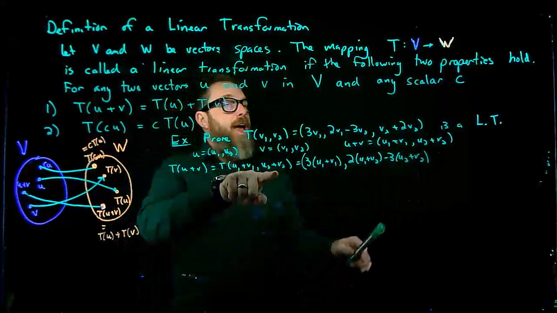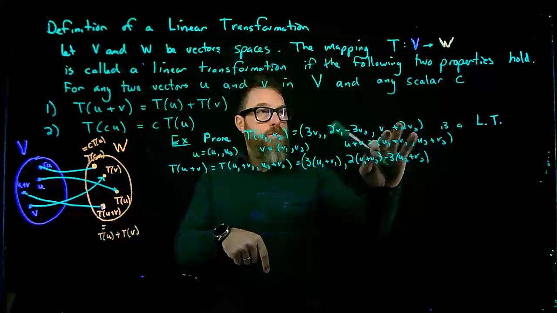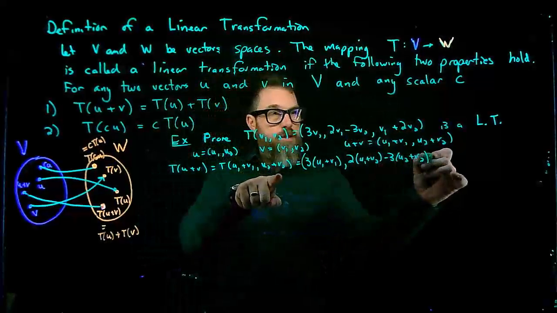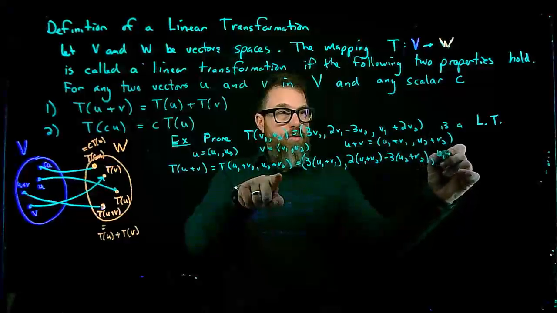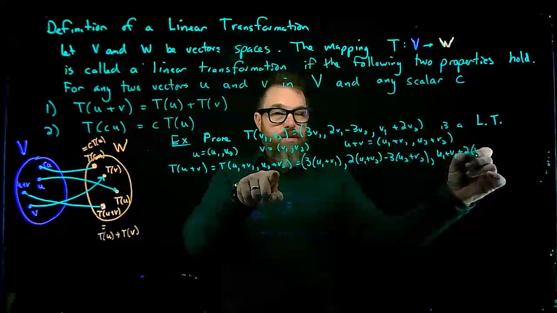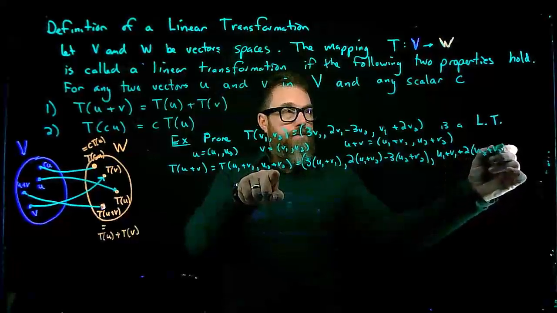And then finally, the last component, this is supposed to be v1. The last component is going to be v1 plus 2 of these. So this is going to be v1, so u1 plus v1 plus 2v2, and v2 is going to be this, so u2 plus v2.